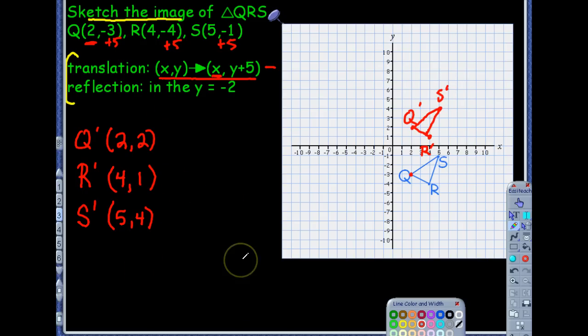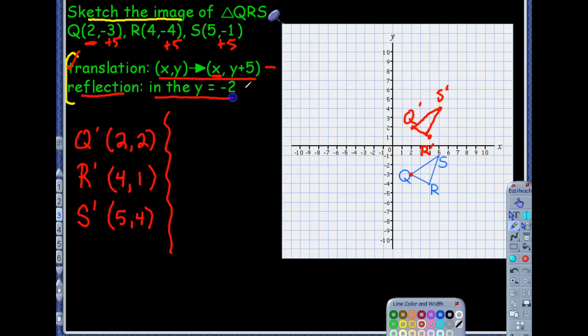This is not my final image, okay? This is just the image after just the translation. It's kind of our in-between image. So this is not my final answer. This is more like a check through, like this is where I'm at so far. So we've already done this. Now let's go ahead and reflect.